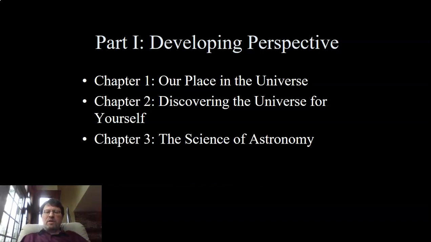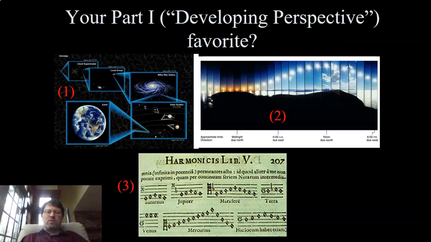So in the first part of the book, we developed our perspective. We saw where we fit into the puzzle, talked about how to observe the skies and what astronomy was. And I picked out a slide from each of the first three chapters that was my favorite. The first one here from chapter one was the cosmic address, that the Earth was in the solar system, in the galaxy, in the local group, in the local supercluster, which was in the universe.